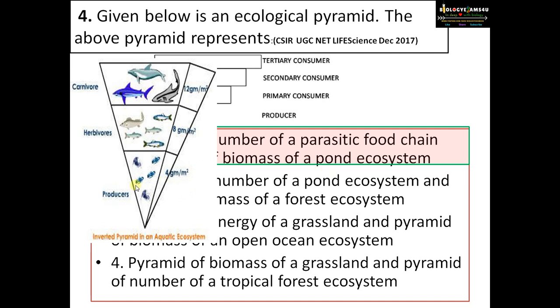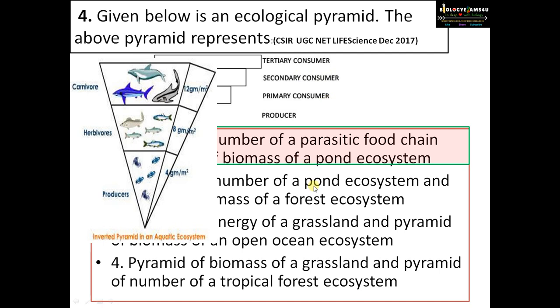So this is the pyramid of biomass of a pond ecosystem. As you can see, the producers are phytoplanktons, which are eaten by zooplanktons, which are very small in size, which are eaten by small fishes, which are eaten by large fishes. So as we move up the pyramid, the biomass increases, giving an inverted pyramid.